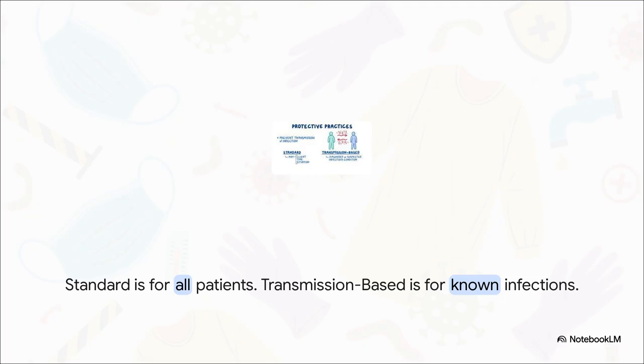Then you have what are called transmission-based precautions. These are the extra layers of protection that you add on top of standard precautions, but only when you know or even just suspect a specific, highly contagious illness is at play.